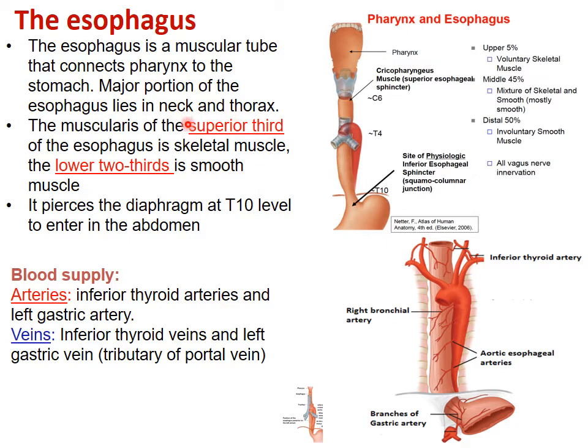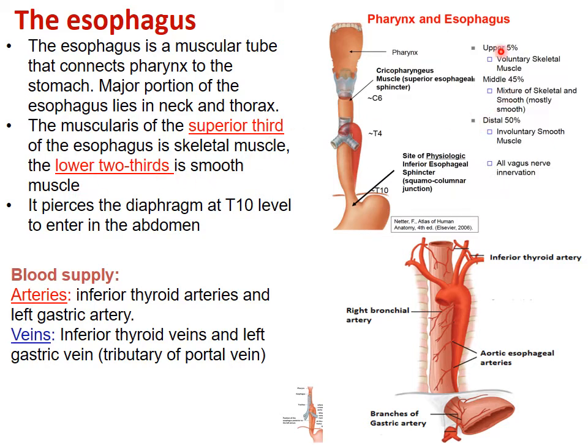The major portion of the esophagus lies in the neck and thorax. Definitely, the esophagus is connected from the pharyngeal area, passes through the thorax, and enters into the abdomen. A very small portion enters into the abdomen and immediately connects with the stomach. The muscularis of the superior third of the esophagus is skeletal. The lower two-thirds is smooth muscle.